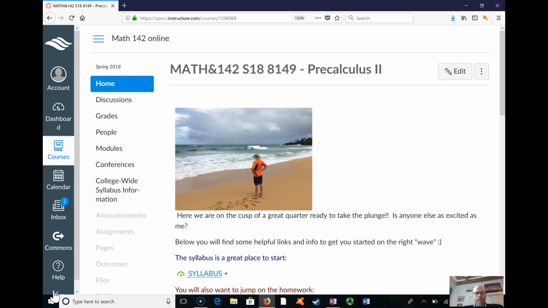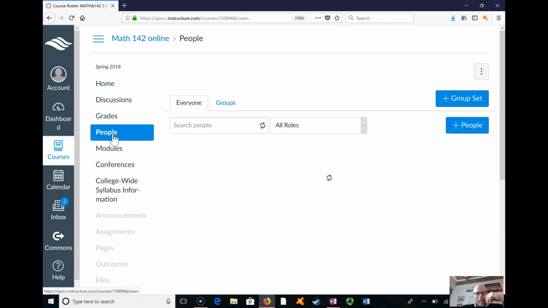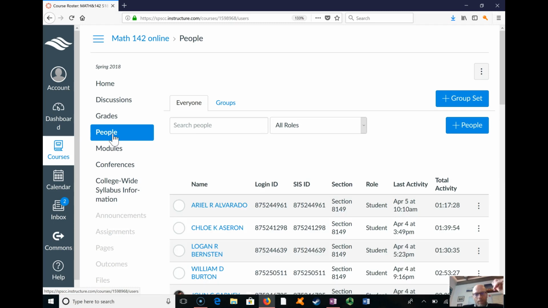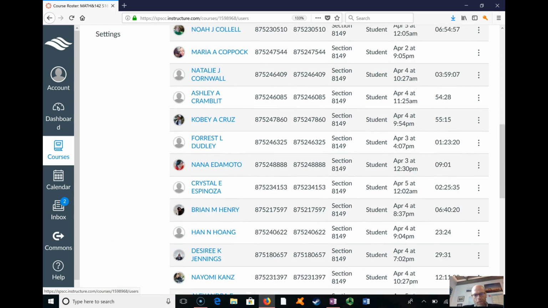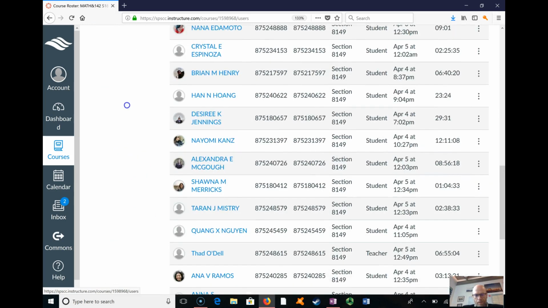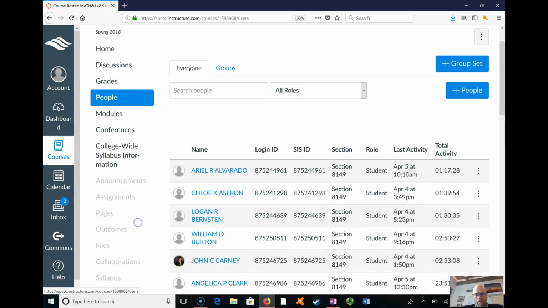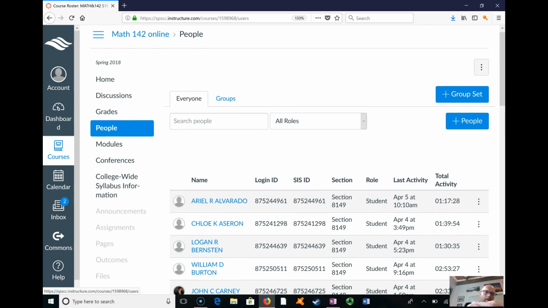So it's good to keep that in mind, that if you go and look at the people section, there's all the people that are taking, well, you can't see them yet, but there's all the people that are taking this course with you. In fact, some of them even have pictures in there for you. So it's good to know that different people are involved in this class.